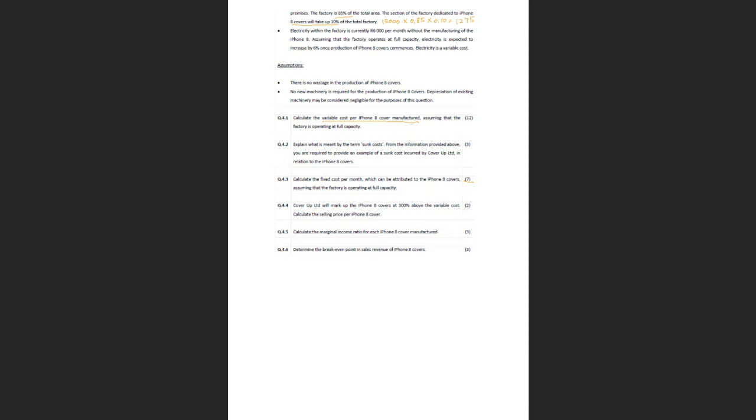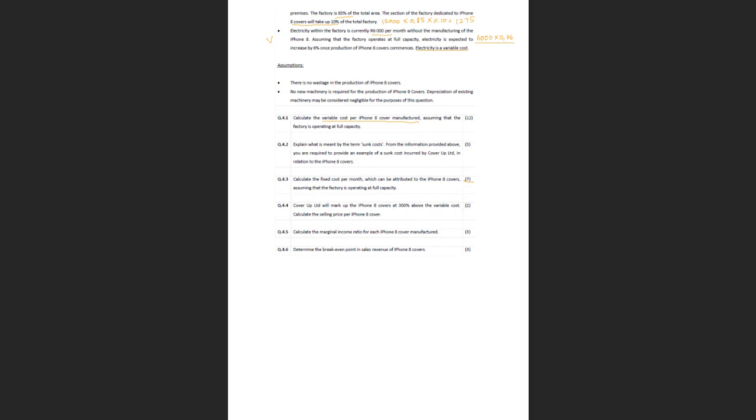And then the last one is your electricity within the factory. They said to you, 6,000 Rand a month without the manufacturing of the iPhone 8. Assume that the factory operates at full capacity. Electricity is increasing by 6% when the iPhone 8 cover commences. And then the electricity is a variable cost. They said that to you here. So we're not concerned with the entire 6,000. They said to you that it increases by 6%. So we're only concerned with the 6% increase.